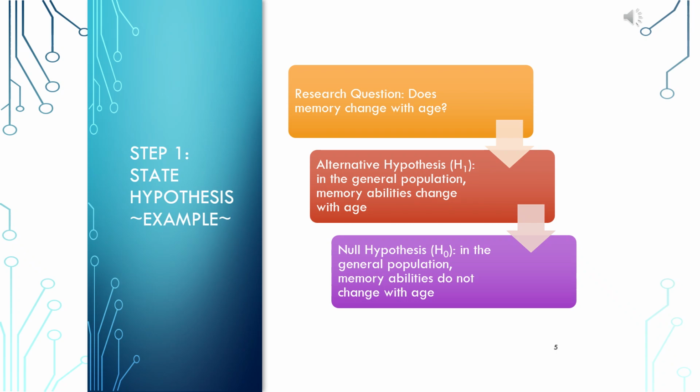All right. So in this case, if we're thinking about does memory change with age as the research question, the alternative hypothesis might be in the general population, memory abilities do change with age. That is a directly testable statement. The null hypothesis is in the general population, memory abilities do not change with age, right? That's just sort of saying, I don't think there's really anything going on.